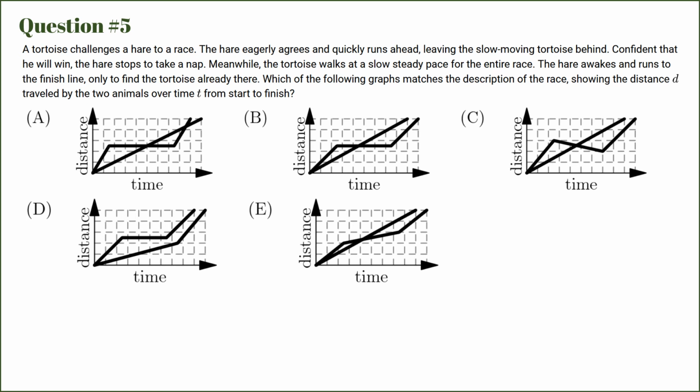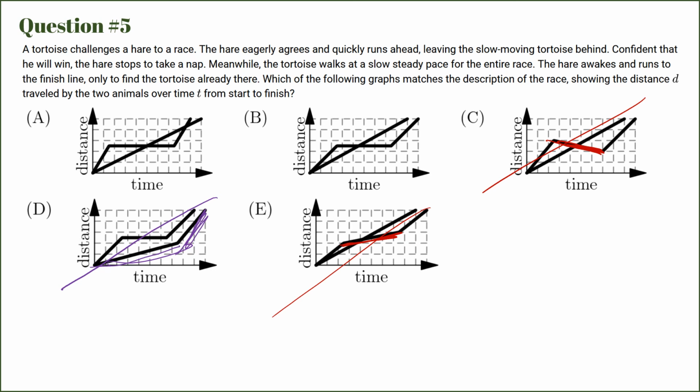Okay, well, let's look at these graphs. First of all, D wouldn't make sense because none of the lines are constant, and one of the lines has to be a constant. Second of all, E wouldn't make sense because during the time that the hare is resting, he wouldn't be moving forward, so E is incorrect. Second of all, C is incorrect because during the time that the hare is resting, he wouldn't be moving backwards either. So C is incorrect.